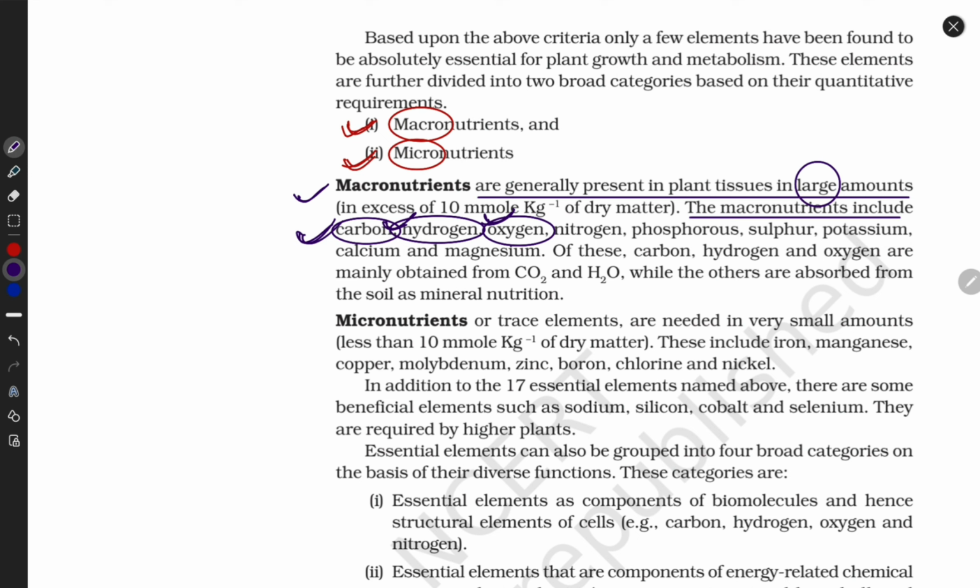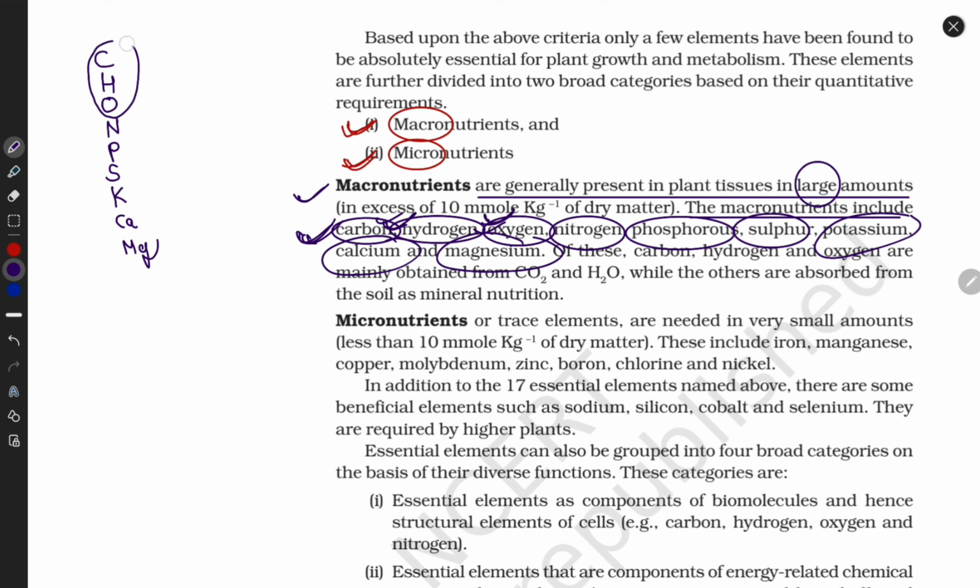The plant requires carbon, hydrogen, oxygen, nitrogen, phosphorus, sulfur, potassium, calcium, magnesium. I'm writing here carbon, hydrogen, oxygen, nitrogen, phosphorus, sulfur. This is the symbol of potassium. This is the symbol of calcium. This is magnesium. Guys, they are most desired macromolecules.